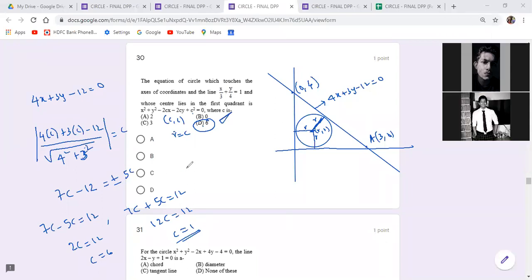Is it fine? Yes, sir. How do you get two values in this diagram? How will it be two values? One circle can be like this, like this. One circle can be inside. This will be radius 1. This will be radius 6. Followed? One possibility is the circle is like this. Another possibility is the circle is like this.